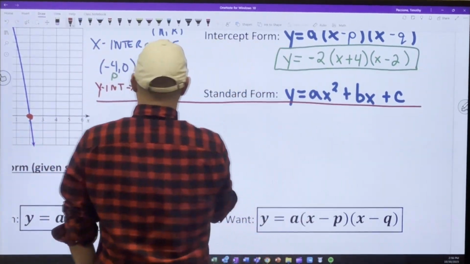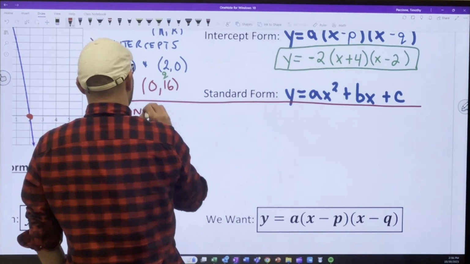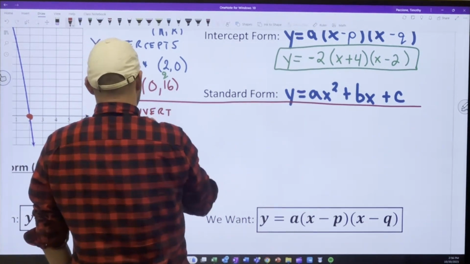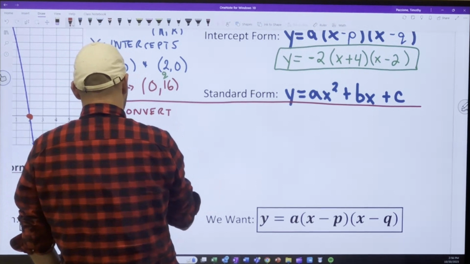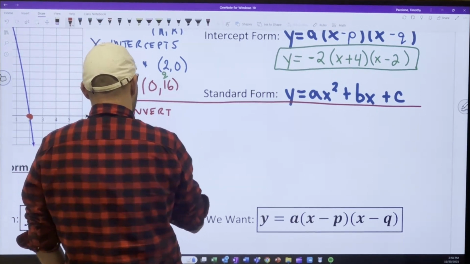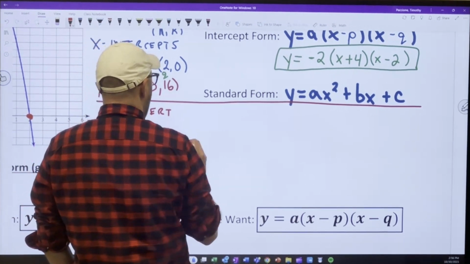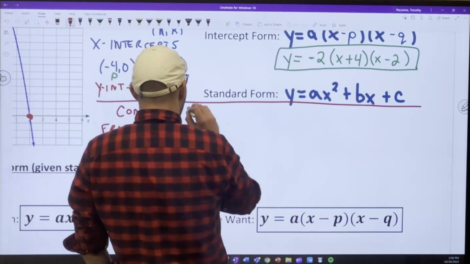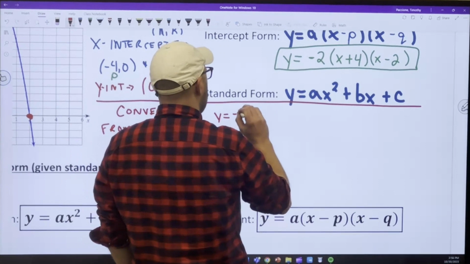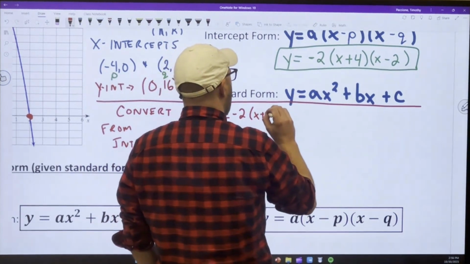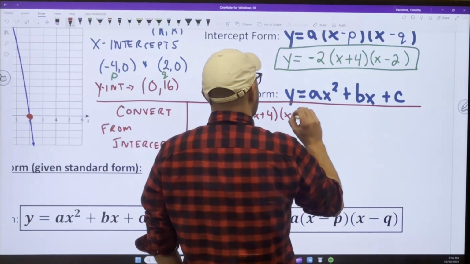All right? So we're going to convert from intercept. Because we know how to do that, right? If we know one, we know the other. Okay, so our intercept form was y equals negative 2 times x plus 4 times x minus 2.